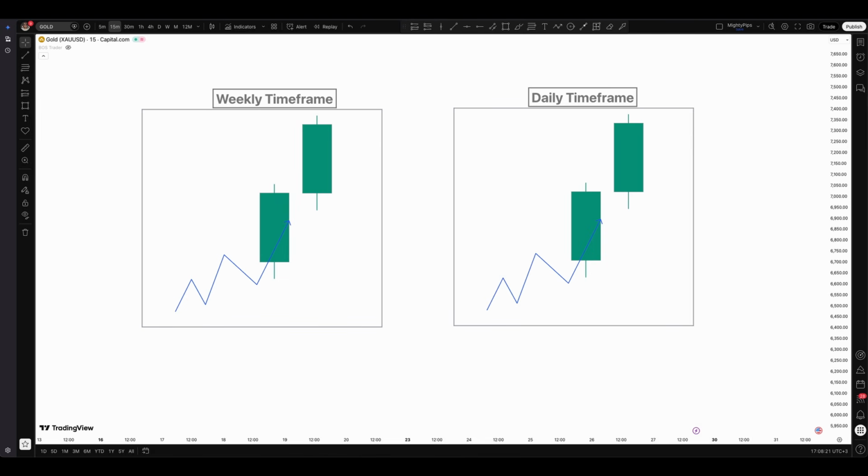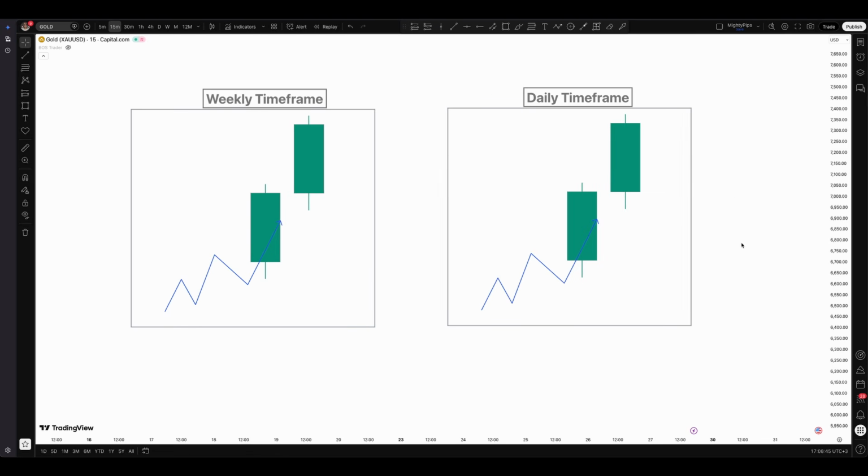Alright guys, so here on the screen I have drawn two illustrations right here to show you how you can go about finding daily bias. Remember that this same procedure can be used to find weekly bias, monthly bias, 4-hour bias, or any other time frame bias. This example is for the daily time frame.